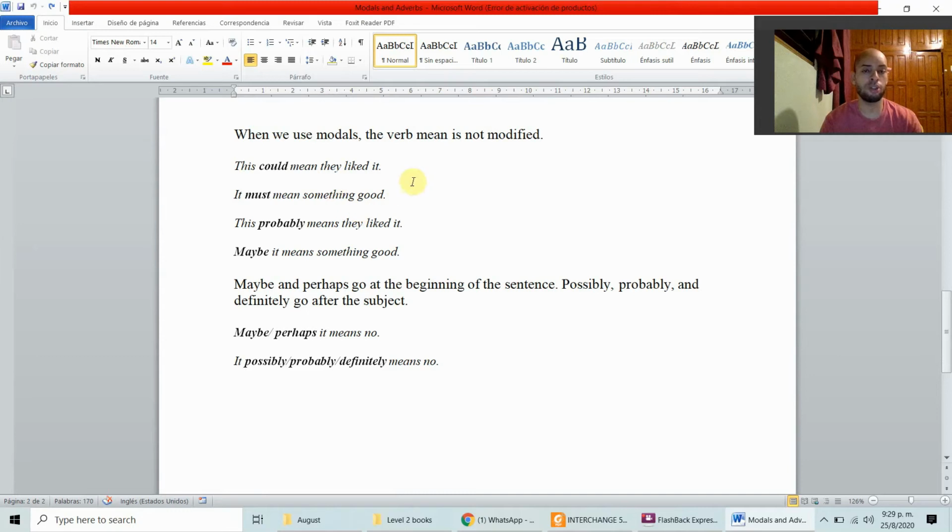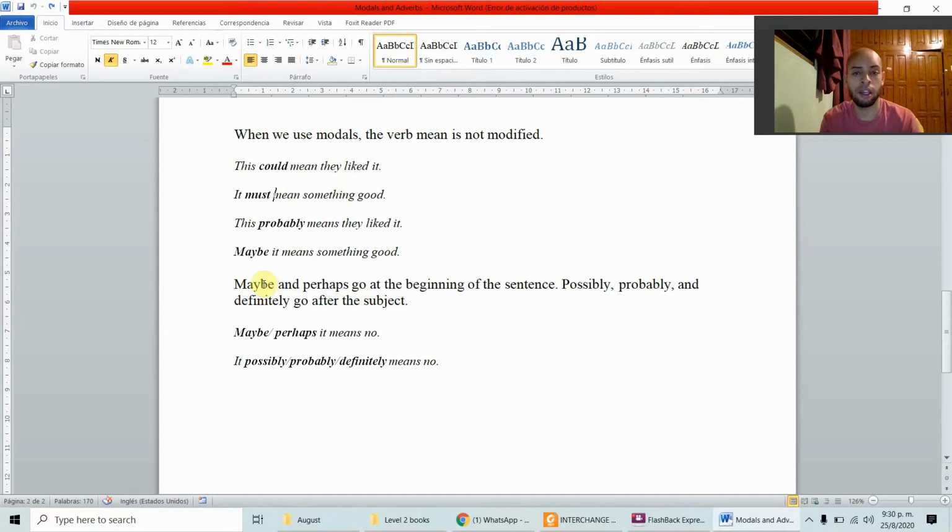So when we use modals, the verb mean is not modified, because remember, these are modal verbs, auxiliary modal verbs. And what is the rule after we use a modal verb? Well, the main verb is not modified when we use a modal verb. There are some auxiliary verbs where we modify the main verb, but with these modals we don't modify the verb.